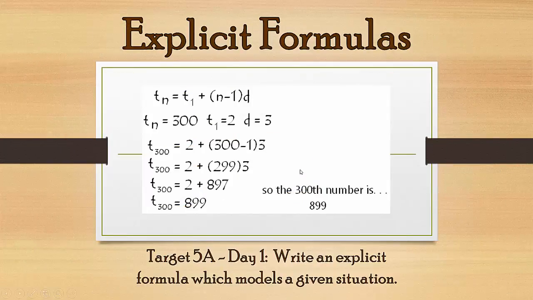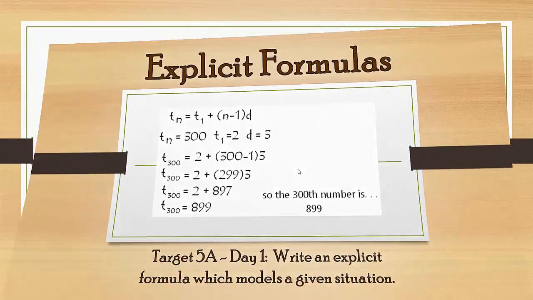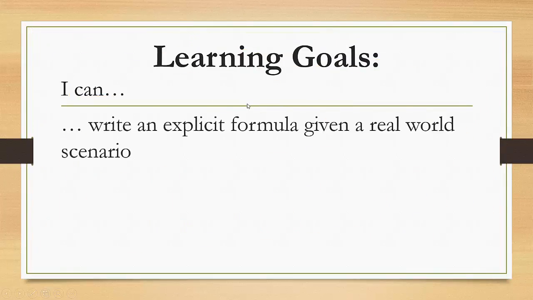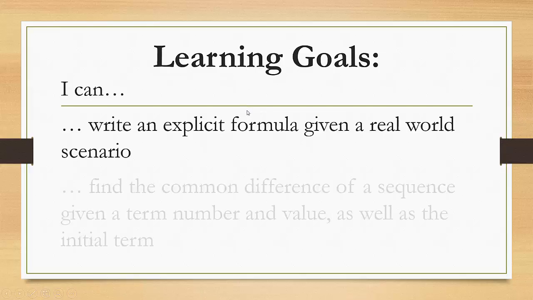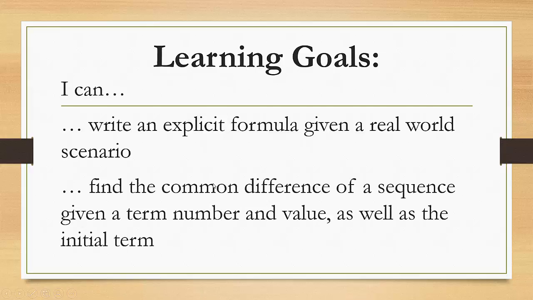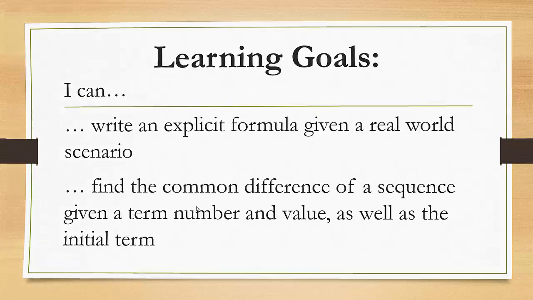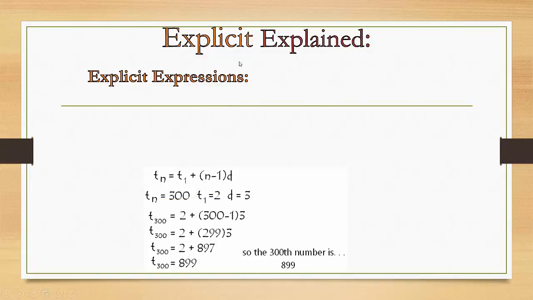Alright, so this is 5A day 1, and we're going to be talking about explicit formulas, which you've already had some dealings with. So let's move right along. So your learning goals: I can write an explicit formula given a real-world scenario, and I can find the common difference of a sequence given a term number and value as well as the initial term. Alright, so let's start with the explicit formula explained.